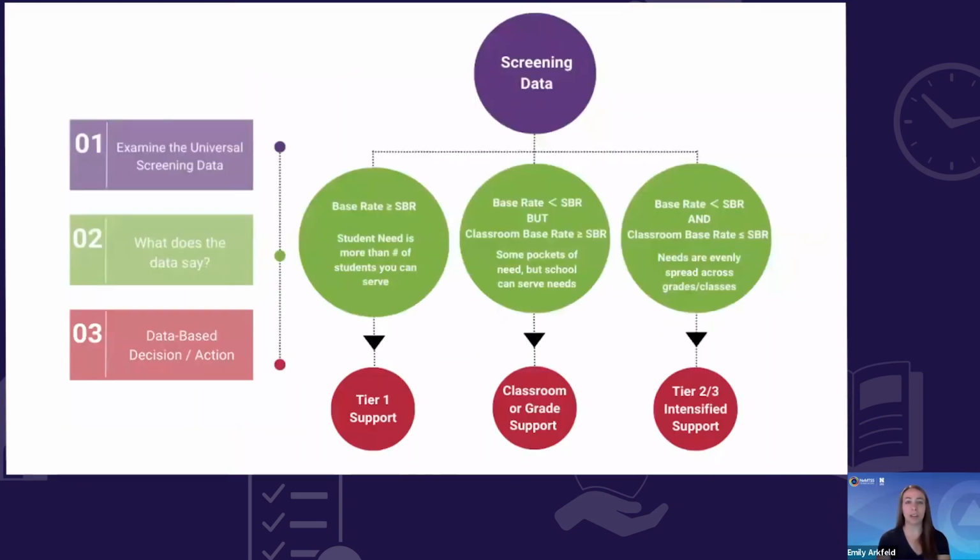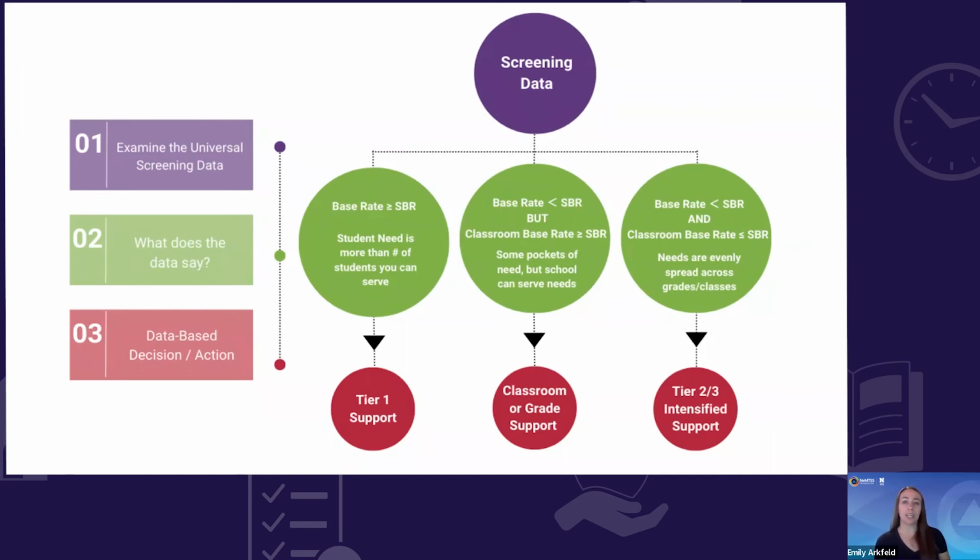On this slide, we have a graphic that breaks down the different categories that your data might fall into, depending on the base rate and serviceable base rate that you identified earlier in the section with Mackenzie. If your base rate is greater than or equal to your serviceable base rate, or in other words, when your student need is higher than the number of students that you can realistically serve, then you would look at increasing or refining your tier 1 supports.